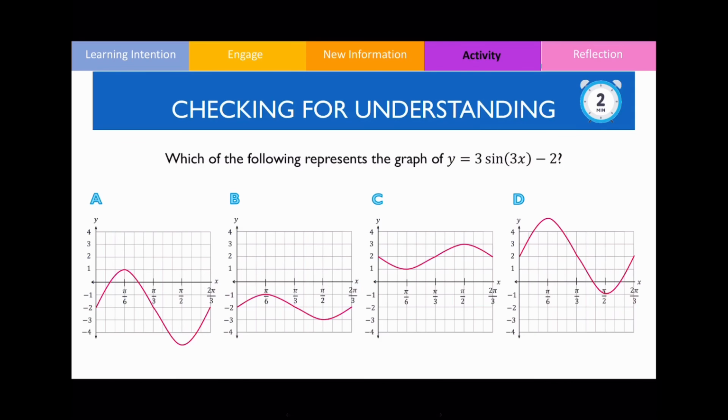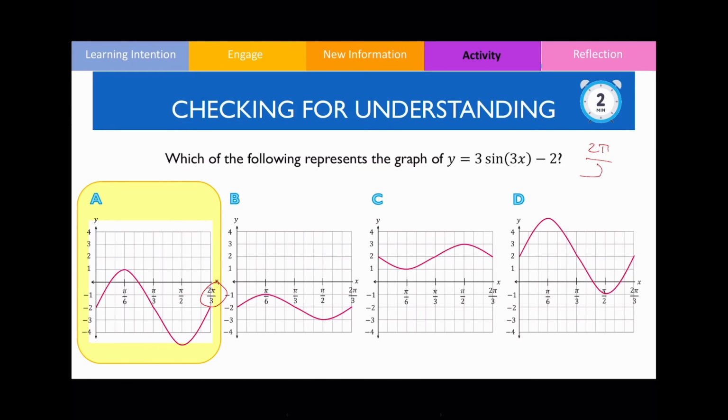Give yourself 2 minutes and then we'll compare the answers together. So if you guys have answered this correctly, the correct answer is going to be A. Now, if you're wondering why this is 2 pi and 3, if you calculate the period, 2 pi divided by b, that's equal to 3. So that's why I put 2 pi and 3 over here.